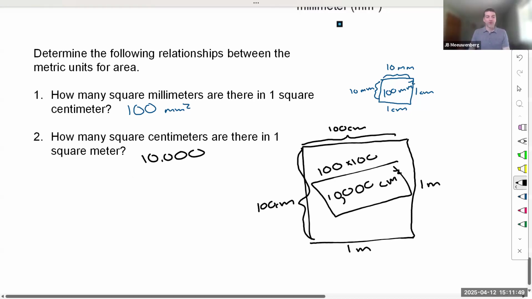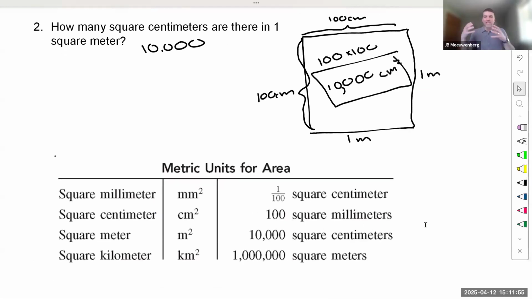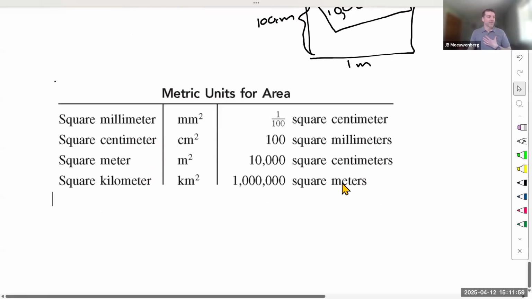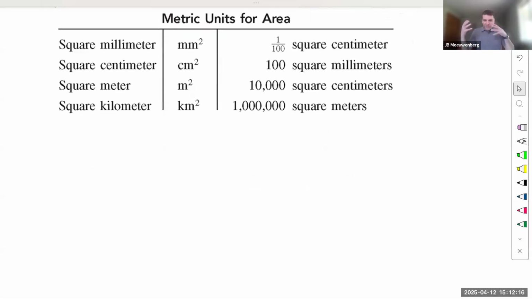10,000 square centimeters. Here is a chart similar to the last one that relates some of these different metric measurements to each other. We talked about the first one, the last one. A square kilometer would be 1,000 meters by 1,000 meters, which is 1 million square meters. So that at least gets us oriented to the idea of area.